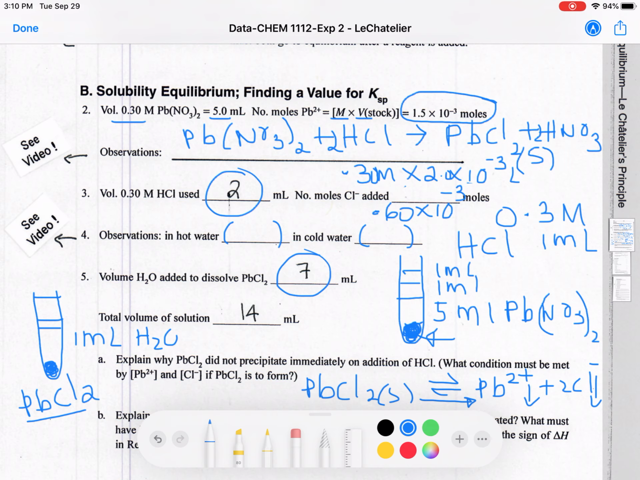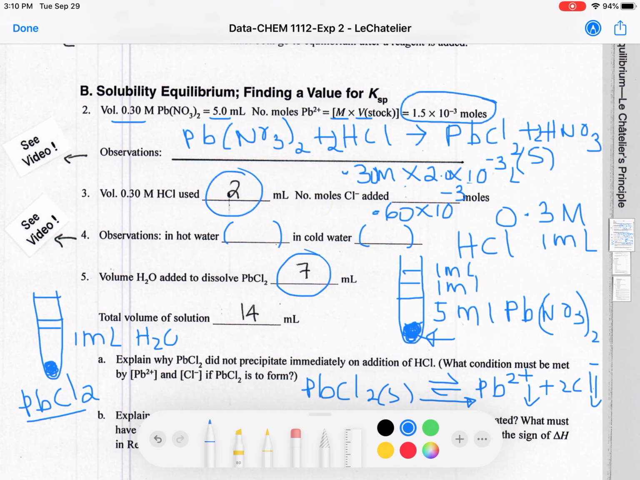Okay, so to dissolve lead chloride, we are adding 7 milliliters of water. At that point, what is the total volume of the solution? 14 milliliters. Because you started with 5, that's lead nitrate, add 2 milliliters hydrochloric acid, that's 7, and you add 7 milliliters of water, so the total volume of the solution is 14 milliliters.